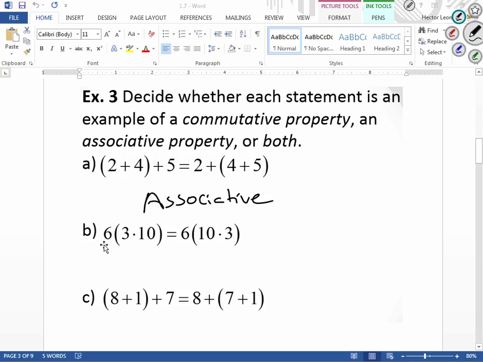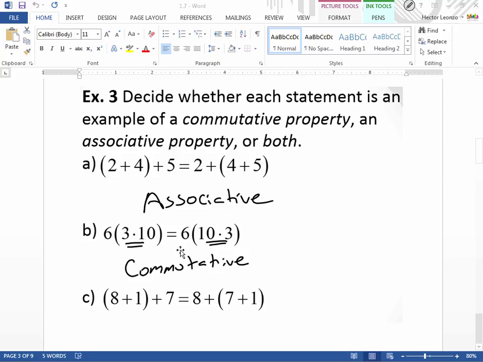Now here, inside my group, I have 3 times 10. Here on the other side, I have 10 times 3, so my numbers did switch. So that's commutative. I have the same group, the numbers 3 and 10, just in different order. So the group is the same, which is why I'm not going to call this associative.